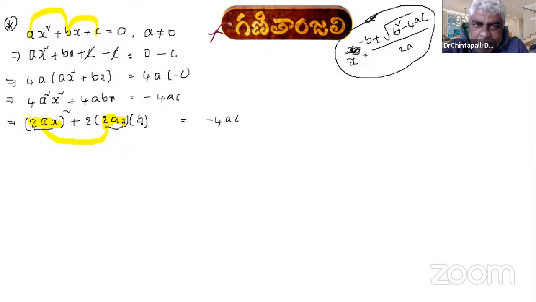a square plus 2ab. What is b here? b is b only. Yes. a square, what is a here? 2x. Very good. What is b here? b only. But is it completed?